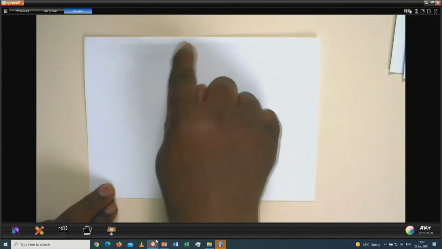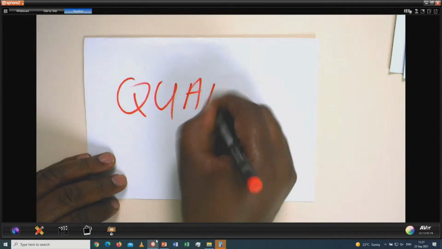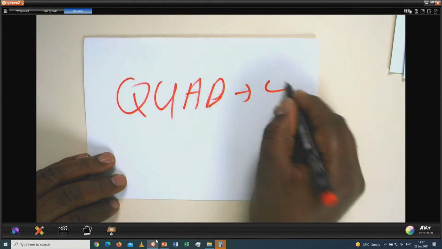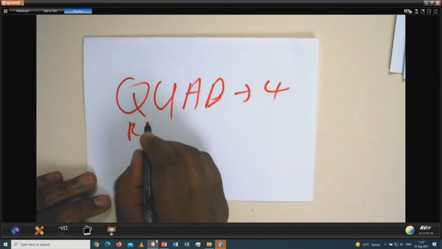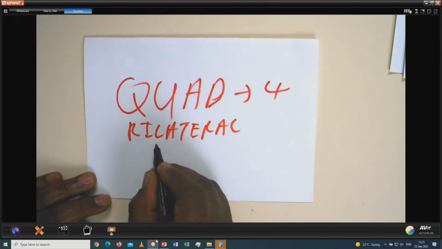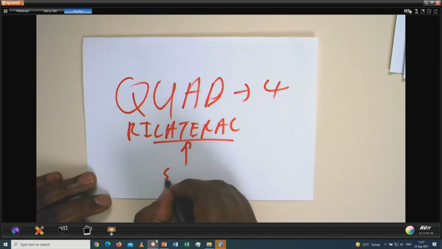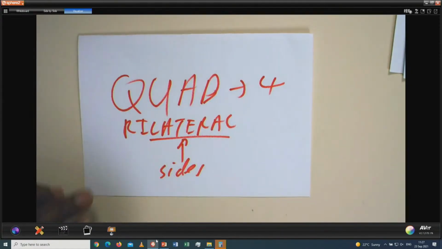1, 2, 3, 4. That's why we say quad, which means four. Quadrilateral. Lateral means your sides. So it's a four-sided figure. 1, 2, 3, 4. Your quadrilaterals.